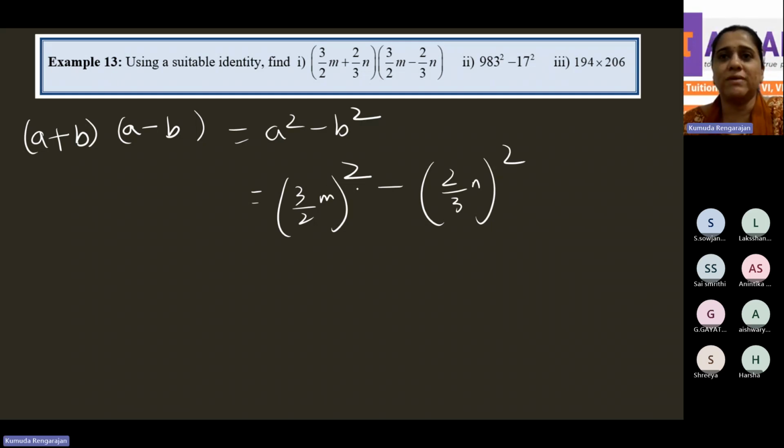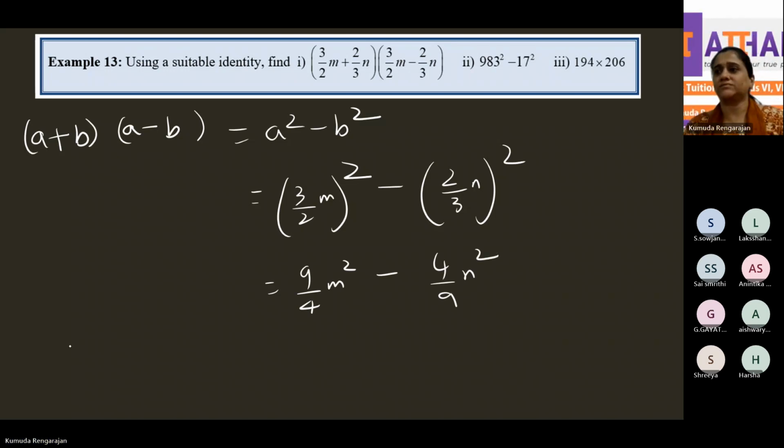For A, you must use 3 by 2m. For B, you must use 2 by 3n. And how will you work this? 3 by 2 into 3 by 2, 9 by 4, m square, minus 2 by 3 into 2 by 3, 4 by 9, n square. This is the answer. That's all.